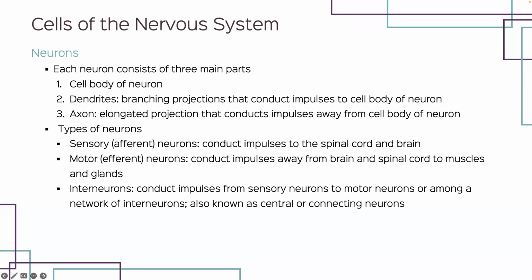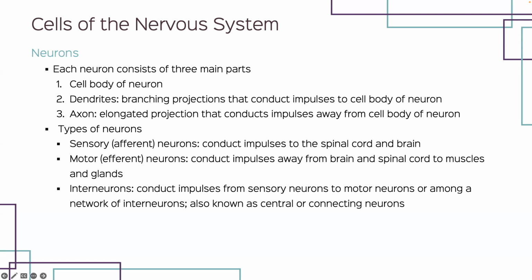So there are three main types of neurons, classified according to the direction in which they carry impulses. Our sensory neurons are going to carry impulses to the spinal cord and brain from all parts of the body, and they're also going to be called afferent neurons. The motor neurons are going to carry impulses in the opposite direction, away from the spinal cord and the brain, to all parts of the body, only to two kinds of tissue, muscle and glandular tissue. These are also called efferent neurons.